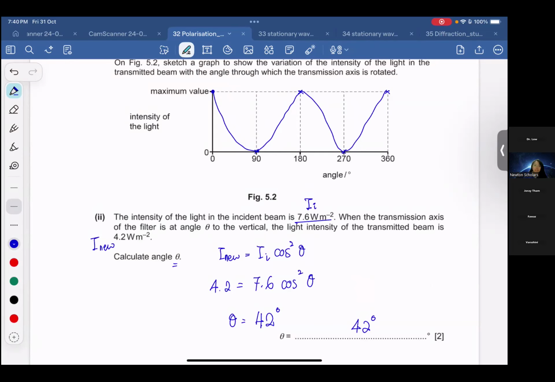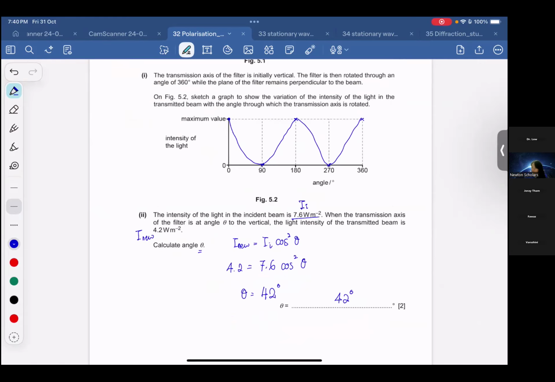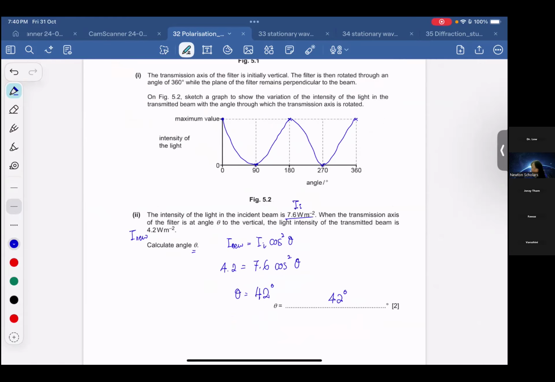Okay, Wesley, Fatima, Vashini, for those who want to try by yourself, you just write down the final answer. Then after that, you try to complete the working steps by yourself. Okay, we go to the next question.